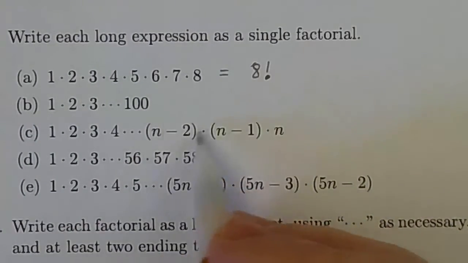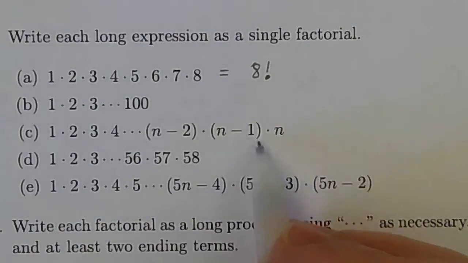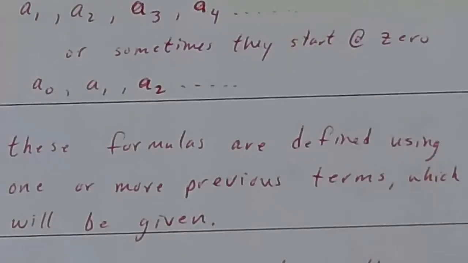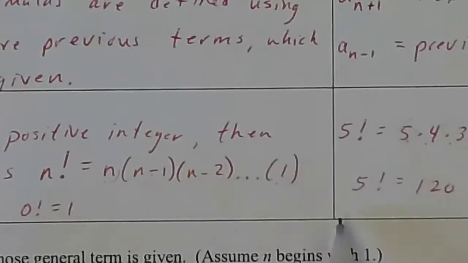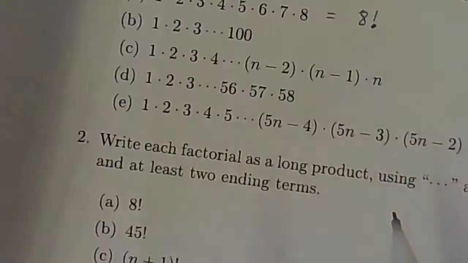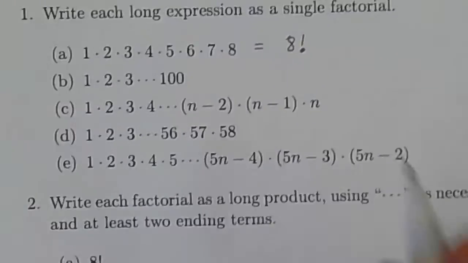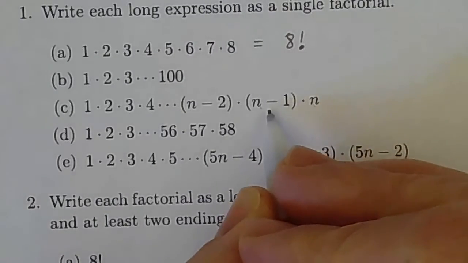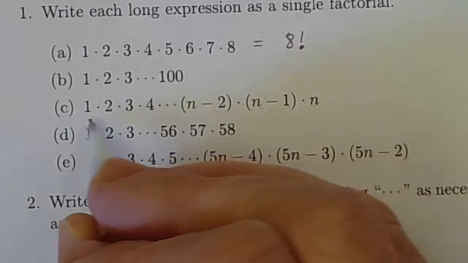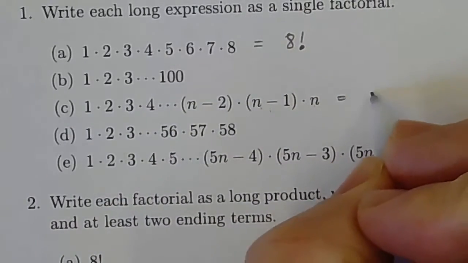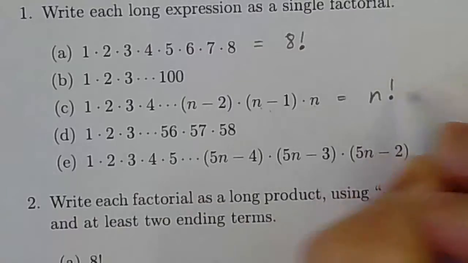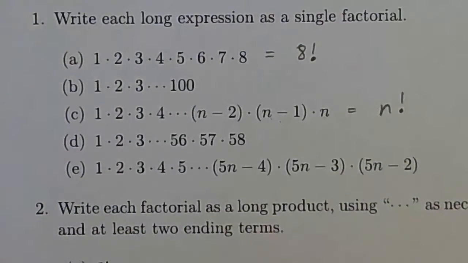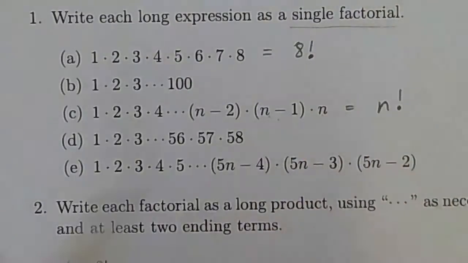Okay. Now this one is in terms of variables, but this is just kind of the definition. When I looked at the definition here and was using 5, right, we just kept going down. 5 minus 1, 5 minus 2, and so on. So this is starting at n times n minus 1. So if this is 100, this means 99, this means 98, and so on. So this just means n factorial. It's the definition of n factorial. That's how I can express it, as a single factorial. Okay.